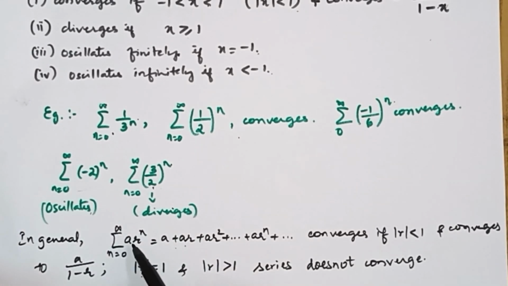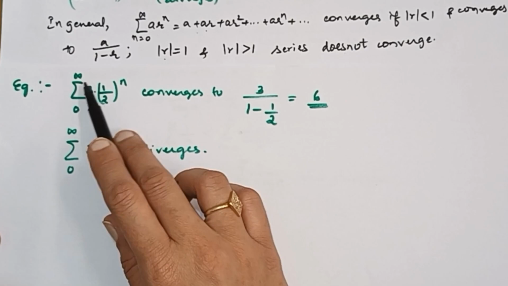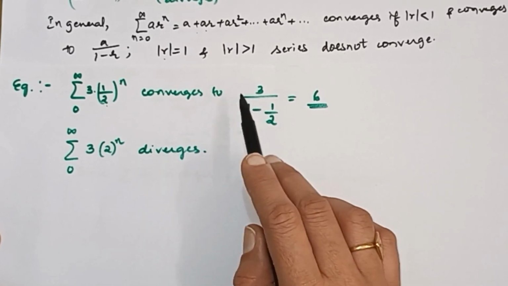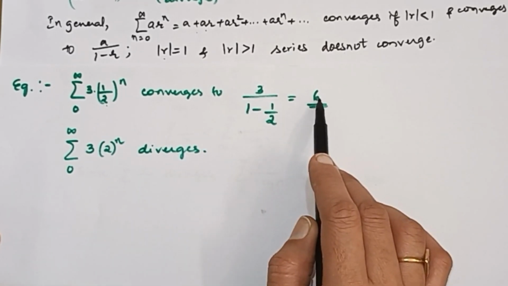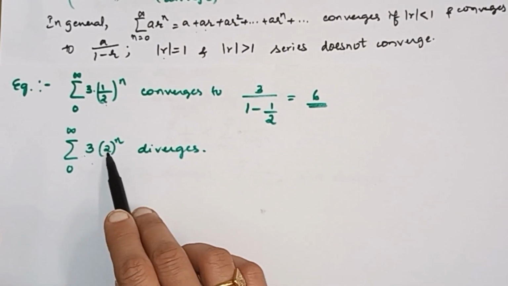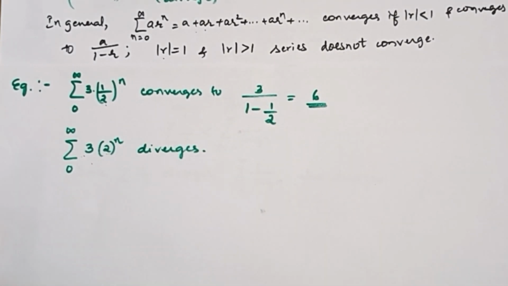And this geometric series diverges if mod r is greater than 1. If mod r equal to 1, that is r equal to 1 and r equal to minus 1: for r equal to 1 the series diverges, and for r equal to minus 1 the series oscillates. See, for example, this series, 3 into 1 by 2 to the power n. Here the a value is 3, the r value is 1 by 2. So r is less than 1, therefore the series converges, and it converges to a by 1 minus r, that is, the value 6. In this other case, a value is 3 and r value is 2. r is greater than 1, therefore the series diverges.